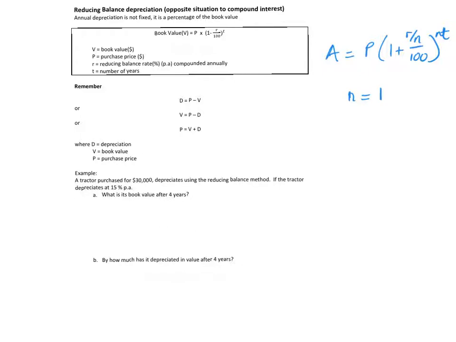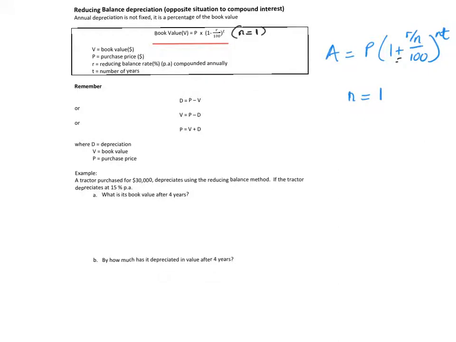So therefore, our rule is P(1 minus...). Now have a look at the difference there. For depreciation, it is minus. When it was compound interest, it was plus. So 1 minus R over 100 to the power of NT, but because N is equal to 1, we don't have to worry about that N value.